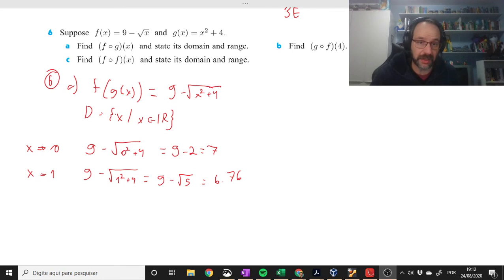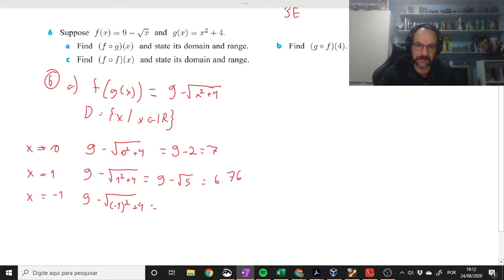Now, what's the problem here? What happens if we had, for example, x equal to minus 1? So let's plug it in. 9 minus the square root of minus 1 squared plus 4. So 9 minus the square root of minus 1 squared, 1. So we're going to end up with our same square root of 5 here, and our same answer the same way.